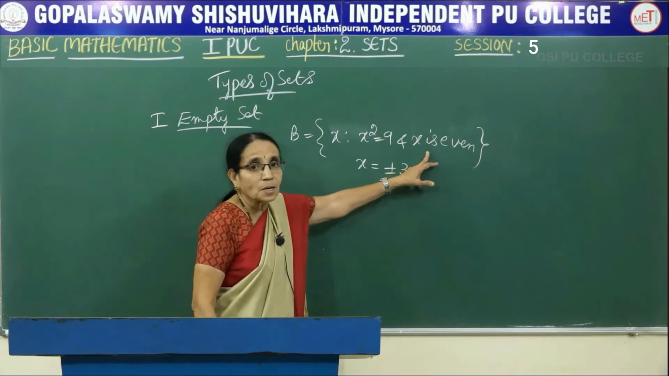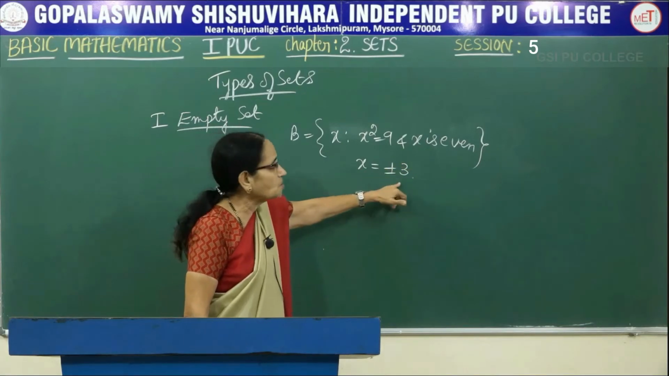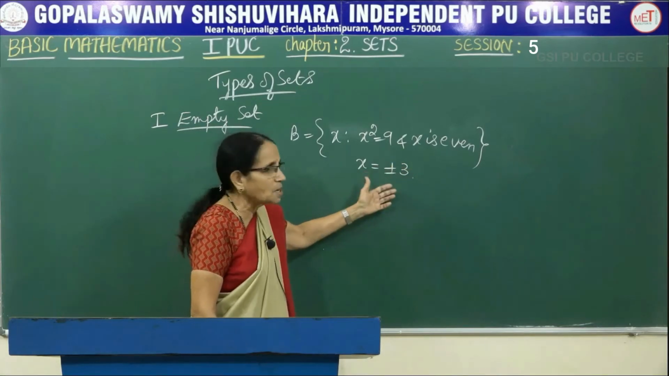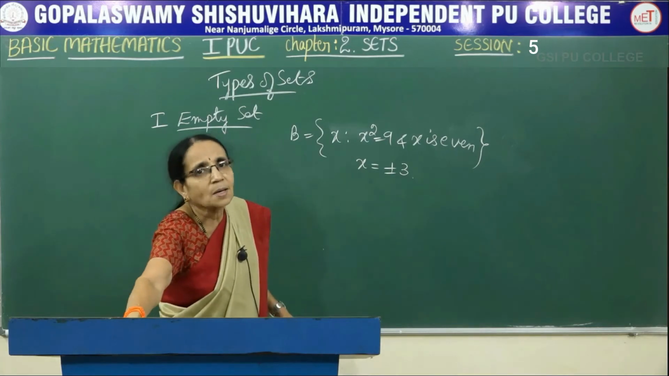But what's the second part of the condition? x should be an even number, whereas what is 3? It is an odd number. Plus 3 or minus 3, it is an odd number. So in this case also, that becomes a null set.